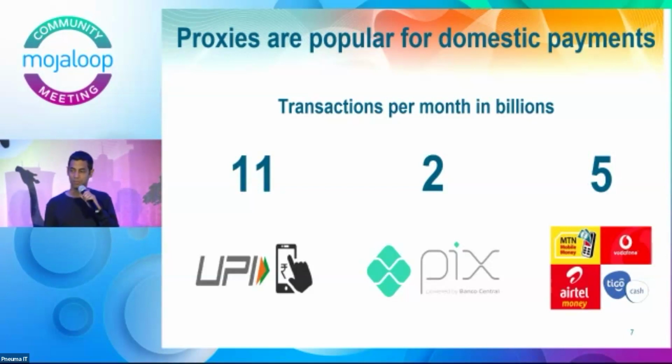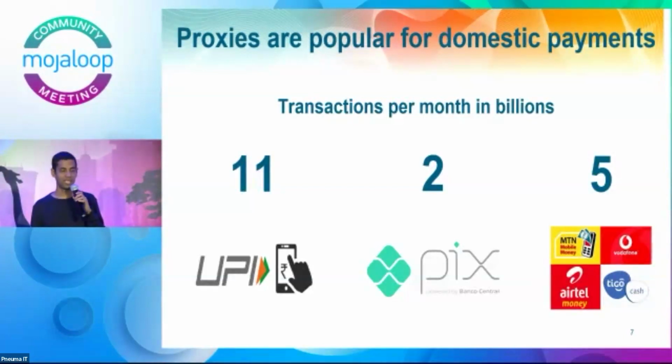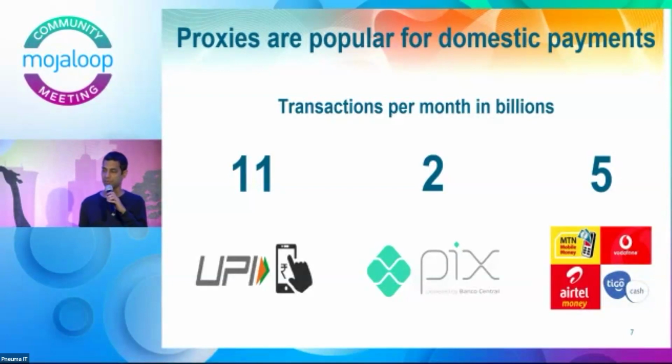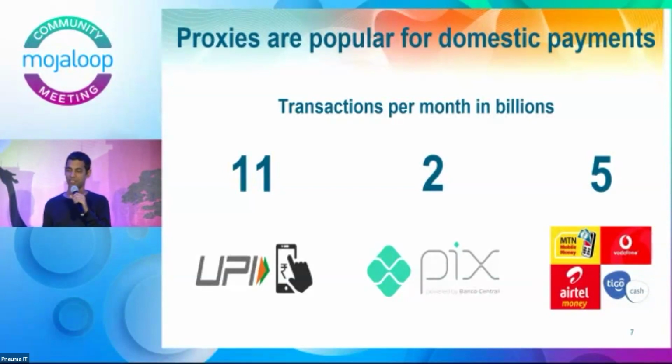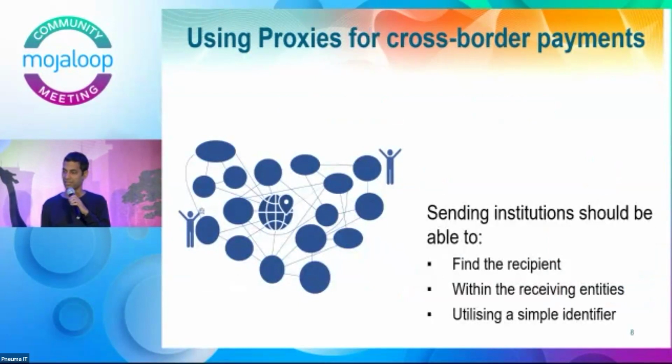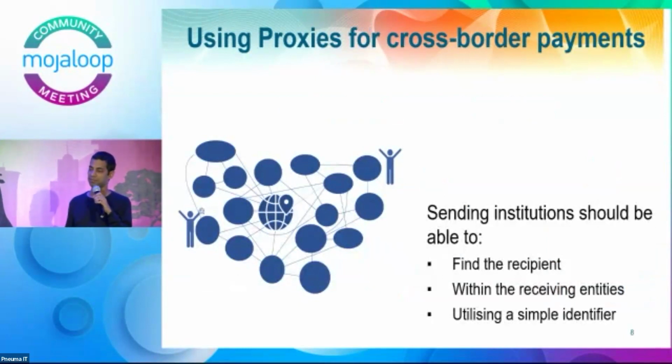So proxies are popular for domestic payments. And we've seen the rise of UPI, PIX, and then mobile money for 15 years, a little bit more than that now. So 11 billion transactions per month on UPI, over 2 billion on PIX, and over 5 billion across all mobile money deployments use proxies to transact every month. So using proxies for cross-border payments is really the next step here.